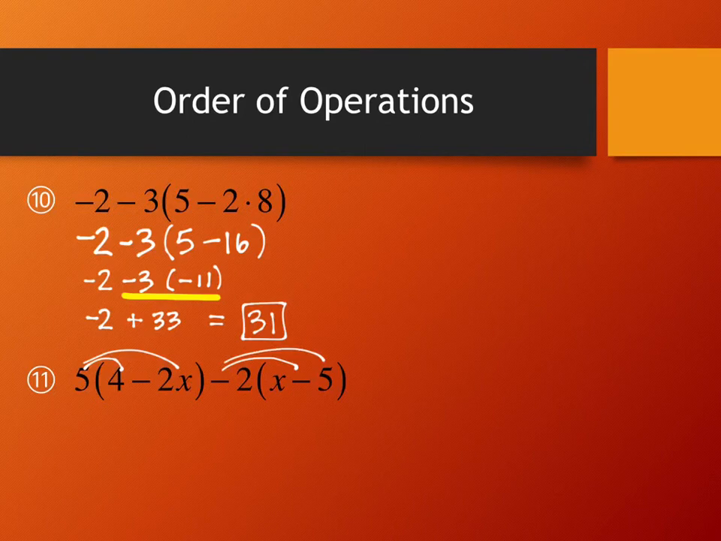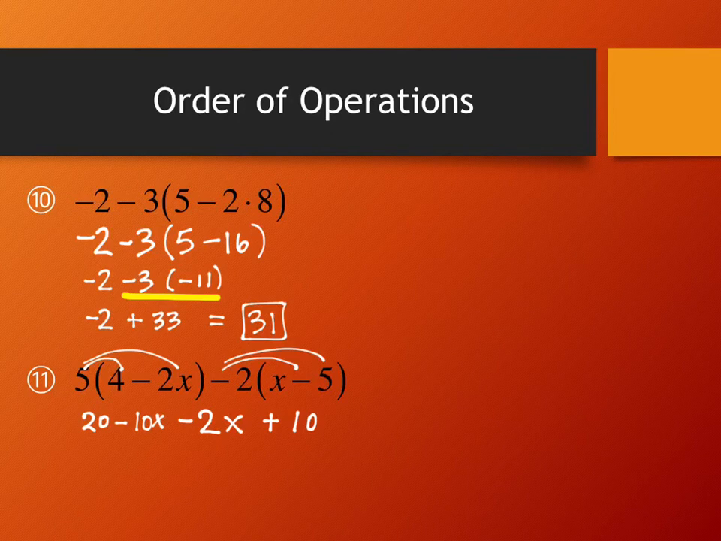So I'm going to distribute across here. Be careful when you get to the second distribution that you are distributing a negative 2, not just the 2. So the 5 times 4 is 20. The 5 times negative 2x is negative 10x. And then I have negative 2 times x, so negative 2x, and negative 2 times negative 5 for a positive 10.